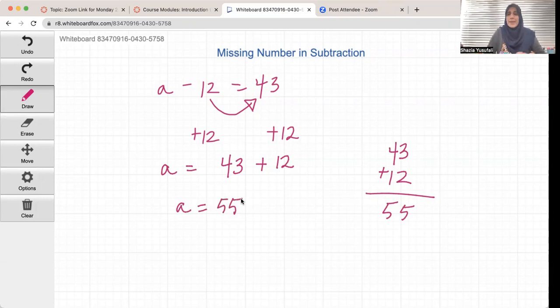Now, you must be thinking, whoa, that was easy. You just taught me that. How is subtraction harder? Now subtraction gets a bit harder. Do you see how the a is at the beginning? Now let's put the variable second.